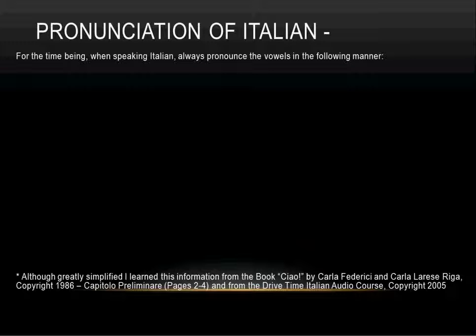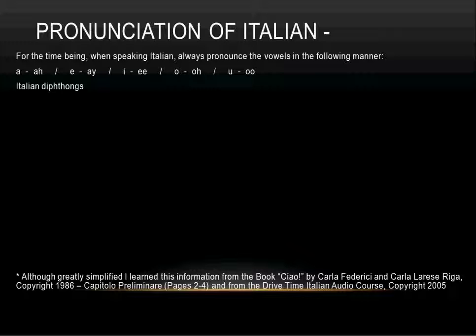Very good. For the time being, when speaking Italian, always pronounce the vowels in the following manner. A is always A. E is always A. I is always E. O as O. And U as U. So sempre, meaning always. For now, sempre, sempre, sempre. A, E, I, O, U.